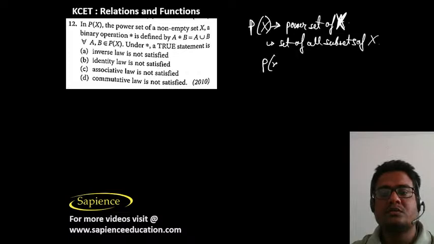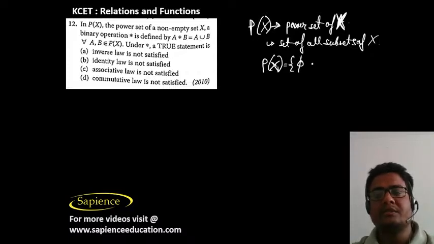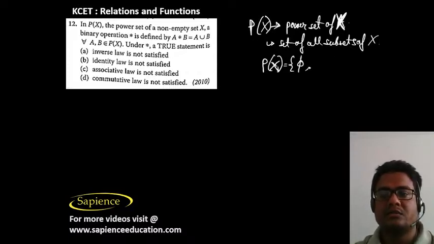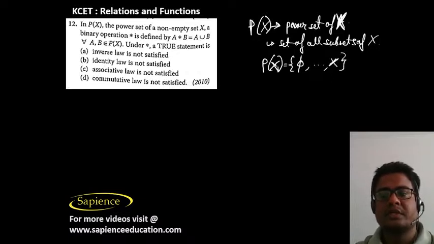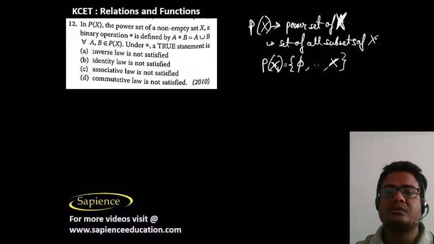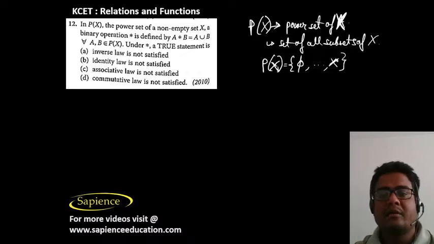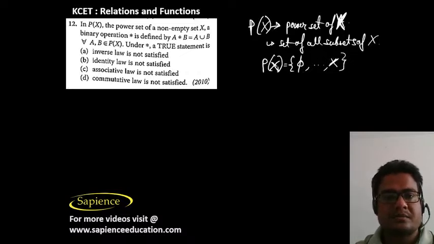It means that P of X should contain the element phi also, which is a subset of X. Since an empty set is a subset of every set, it should contain phi and all the elements of X, and it should contain the set X also, since X is the universal set. The set X itself is a subset of the set X, so it should be an element of the power set of X.